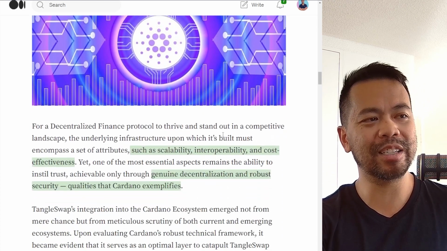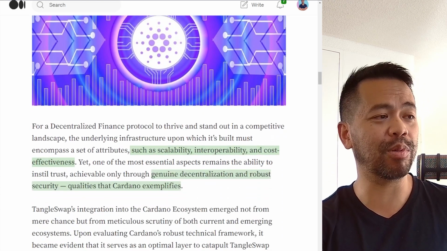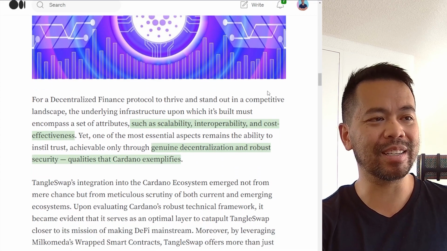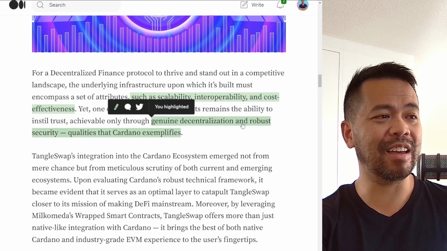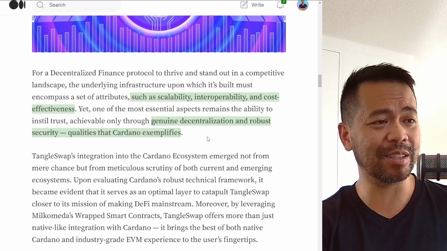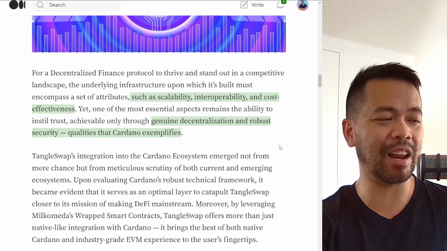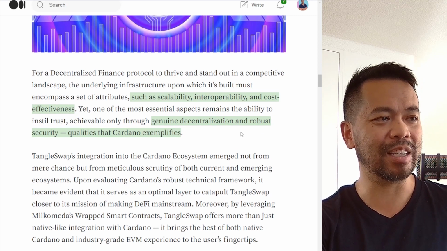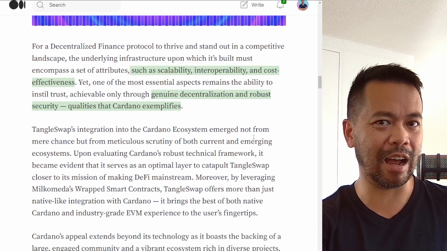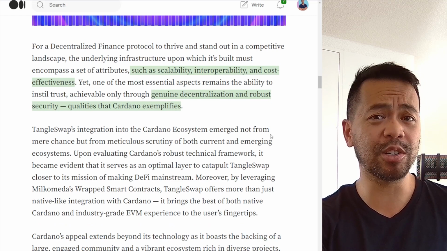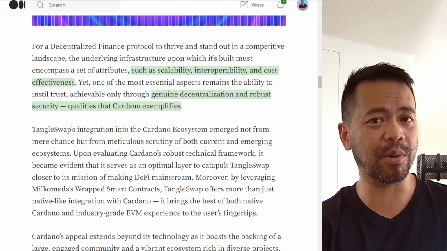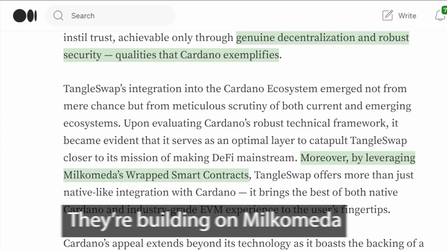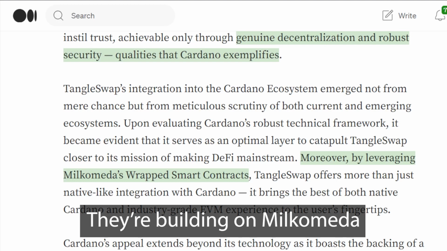And this all comes down to their goals to create a thriving product and ecosystem, everything around the scalability, interoperability, and cost effectiveness of their product. And they wanted to integrate into Cardano's ecosystem for its genuine decentralization and robust security. So these qualities are the exact ones that they're after for their protocol to expand to. Interoperability is a big thing, and I believe it's the main goal that a lot of projects should be going for.